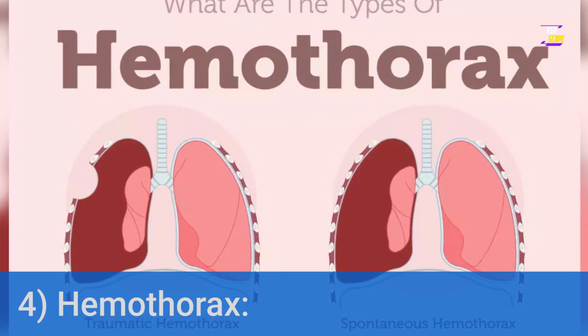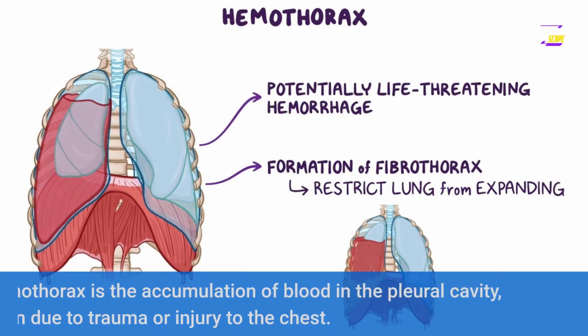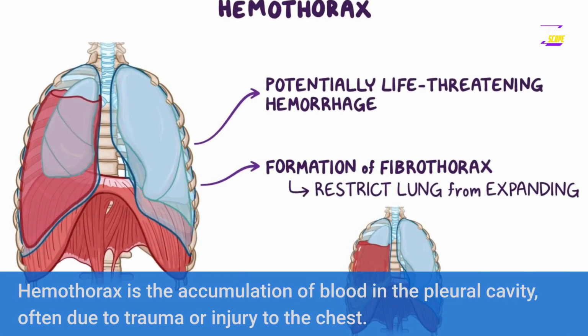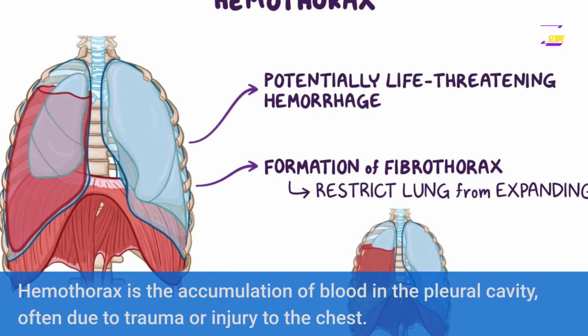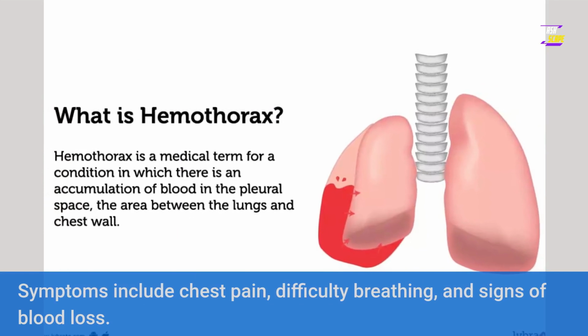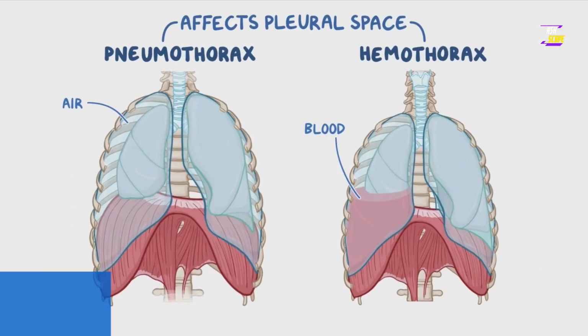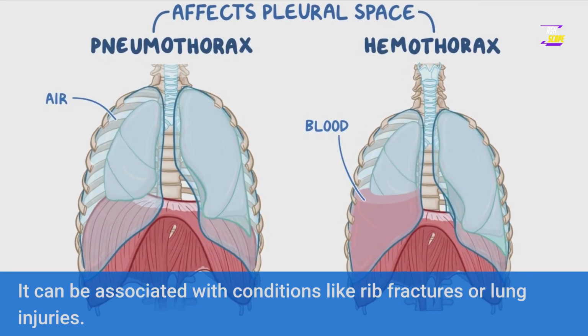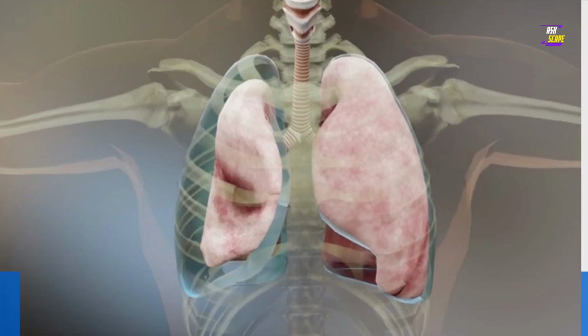4. Hemothorax. Hemothorax is the accumulation of blood in the pleural cavity, often due to trauma or injury to the chest. Symptoms include chest pain, difficulty breathing, and signs of blood loss. It can be associated with conditions like rib fractures or lung injuries.